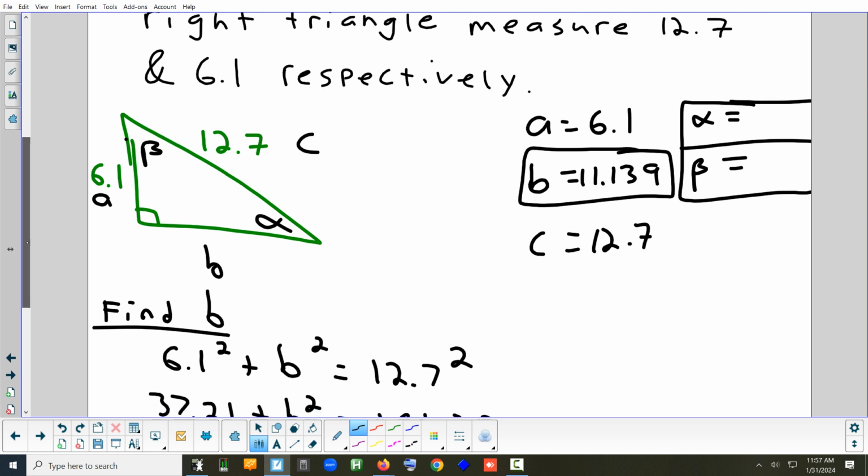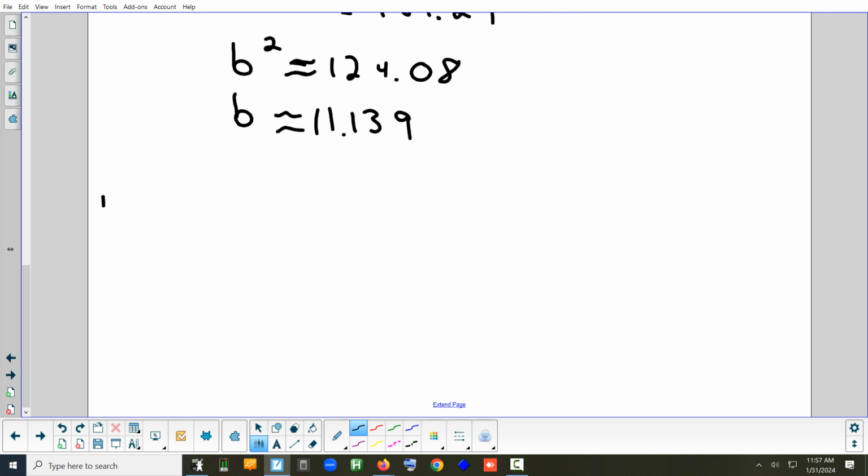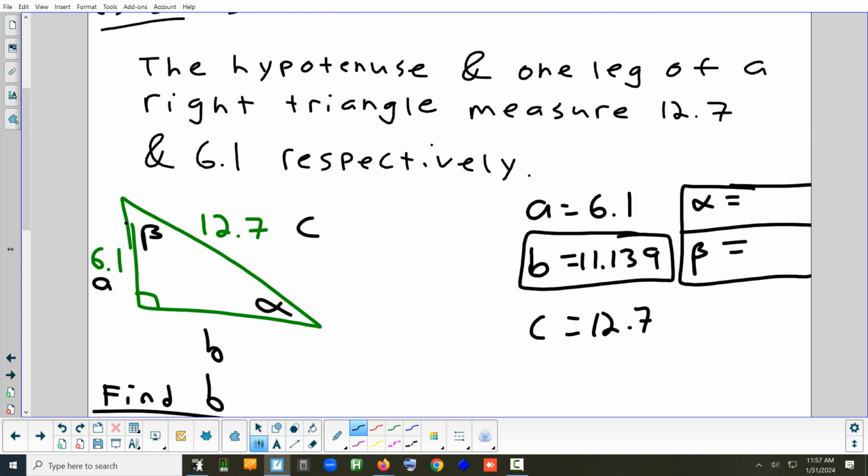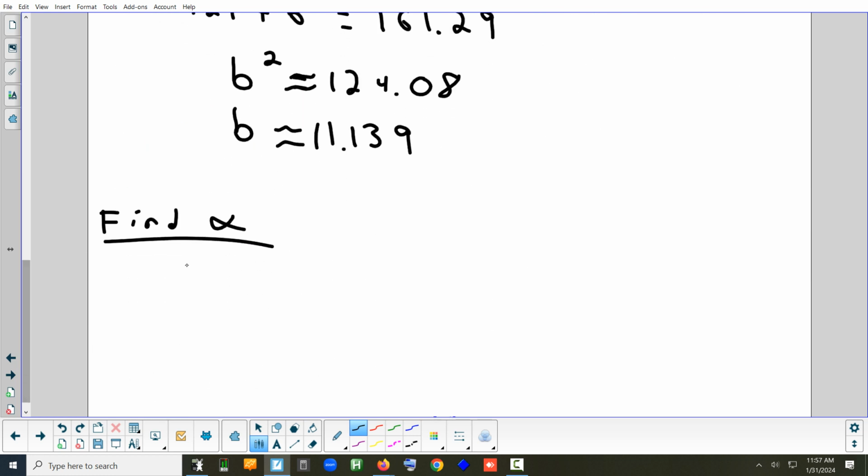Right, so now let's find alpha. Remember, you're using the two sides that you know. So we're doing alpha. We need to name the sides. What position is side A? Opposite. And side B? Adjacent. Opposite and adjacent. Which trig function is that? Tangent. Yep. Tangent. Leave room for your angle.